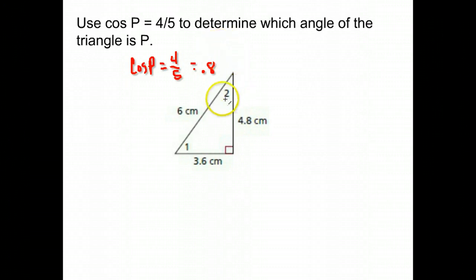Now what I want to do is determine what the cosine of angle 1 is and what the cosine of angle 2 is, and whichever of those gets a cosine of 0.8, that's my angle. So let's try angle 1 first. The cosine of angle 1: cosine is the adjacent leg over the hypotenuse. Here's my hypotenuse. It's the longest side of the triangle, across from the right angle. For angle 1, where is the adjacent leg? Which leg is touching it? This one down here, 3.6.